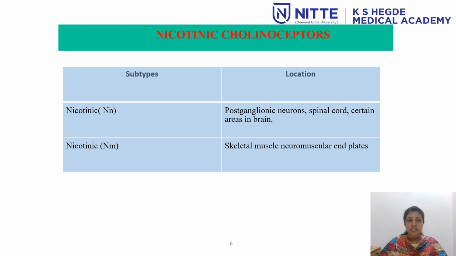Now coming to the nicotinic receptors. We have two subtypes: the NN receptor and the NM receptor. The NN receptor is mainly present on the postganglionic neurons, spinal cord, and certain areas in the brain. Stimulation of the NN receptor will produce depolarization of the ganglionic membrane. The NM receptor is mainly present in the neuromuscular junction, the skeletal muscle, the neuromuscular end plate. The stimulation of this receptor produces contraction of the skeletal muscles.